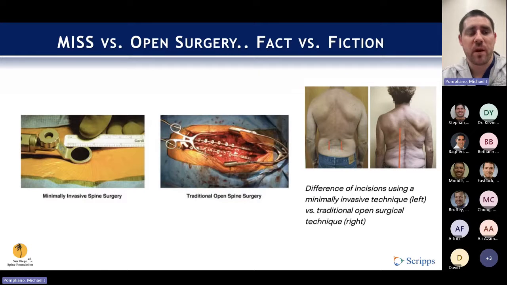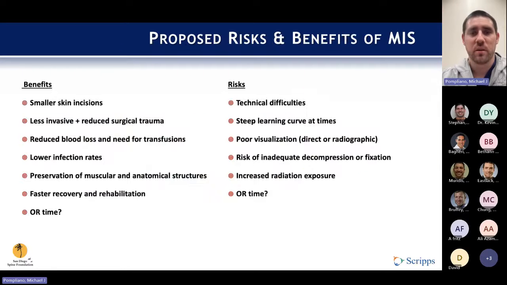Okay, so with that background, getting into what we're here for. When I looked up MIS versus open surgery, I promise these are two pictures that popped up, which is kind of funny because I think this is how the discussion goes sometimes. It's not really comparing apples to apples. You have a small, probably discectomy on the left, and then a big deformity reconstruction on the right, respectively. So we're going to try and compare apples to apples in this talk as best we can, and go from there.